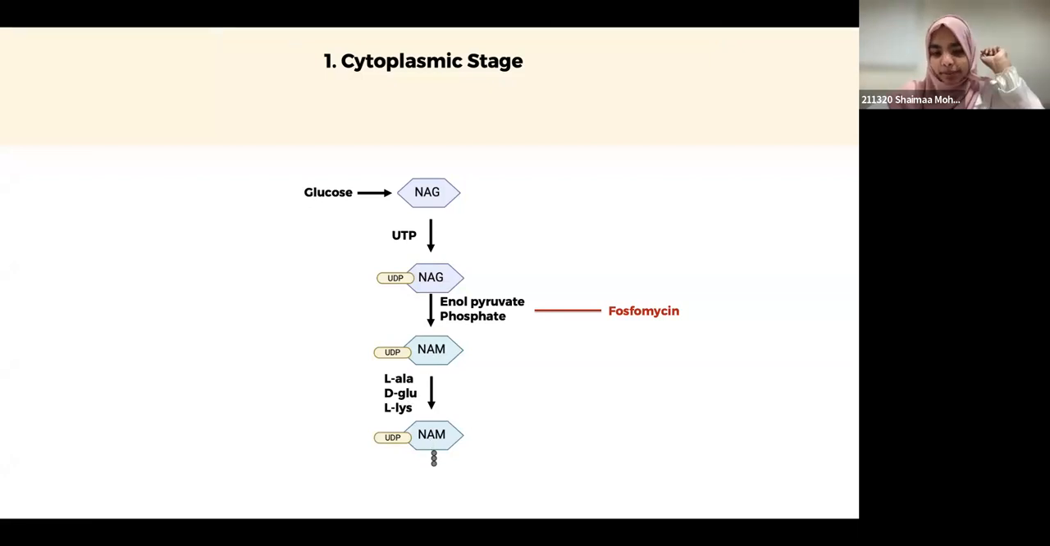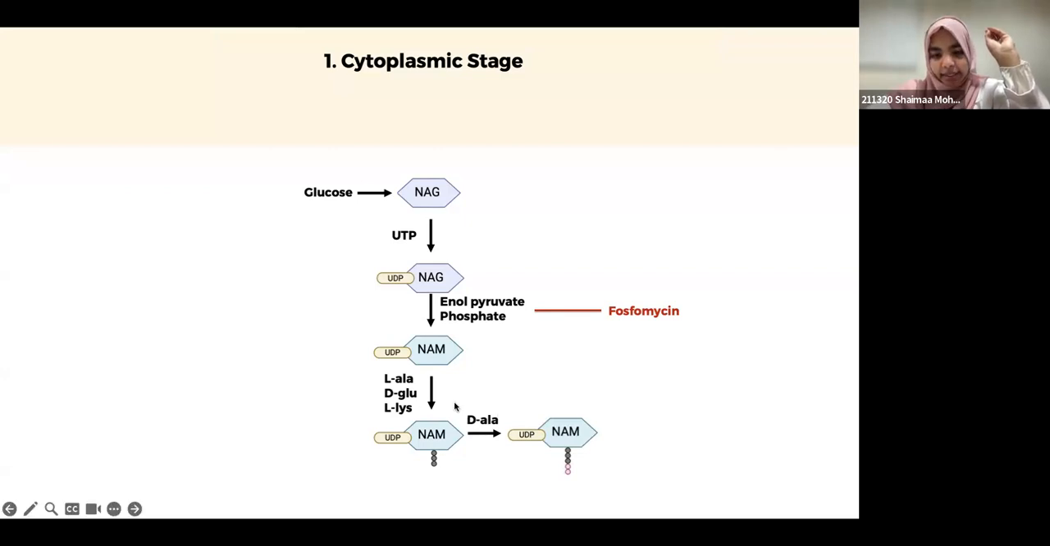So we're going to have a NAM tripeptide. And then now we're going to have to add more amino acids. And these are the D-alanine amino acids. So first we have L-alanine, D-glutamine, and L-lysine. Then we're going to add D-alanine, and we're going to add 2 molecules of D-alanine. We're going to have 5. So now we formed our NAM pentapeptide, UDP-NAM pentapeptide.